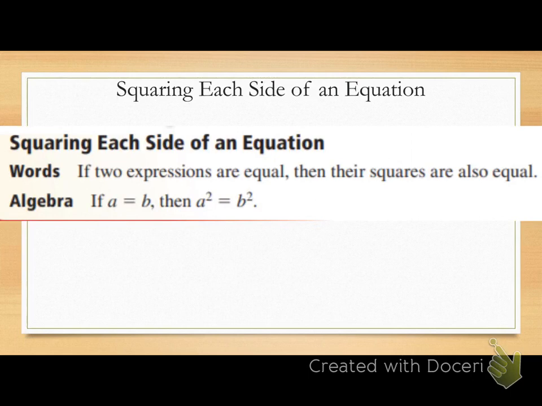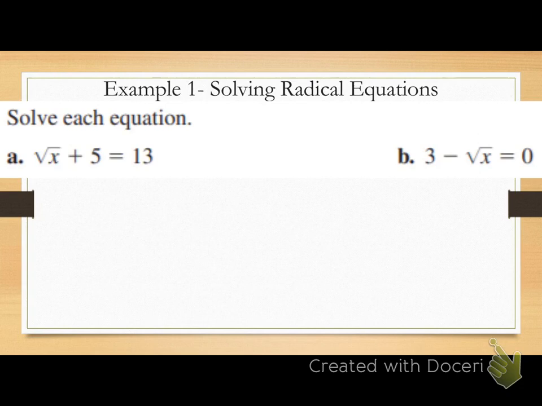Yes, no, maybe so. And if I square a radical, that eliminates the radical, and I'd be left with just the expression under the radical. So that's why this is important. This is how I can use this when I have a radical equation. Does everyone understand that? Okay. Let's look at some examples.